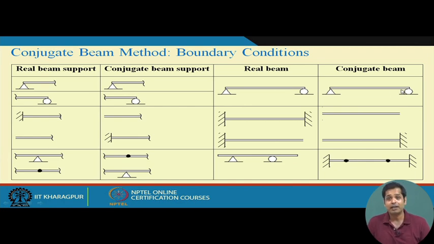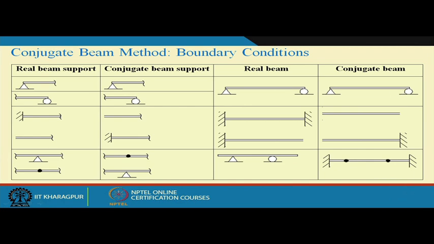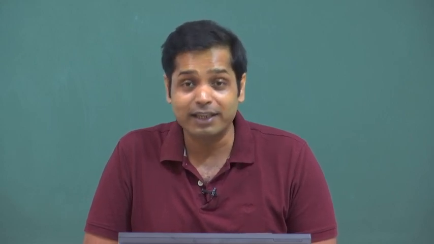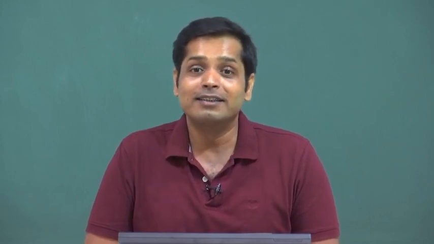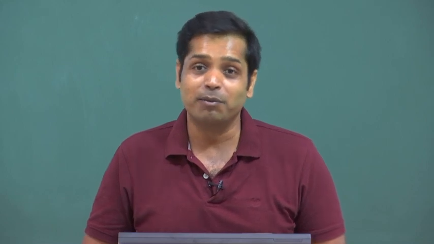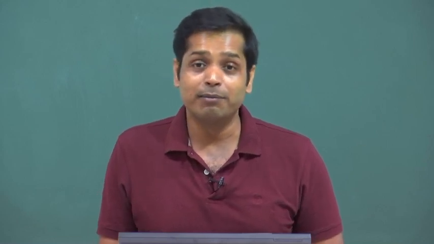And remember, in the last class we first applied the conjugate beam concept on a simply supported beam subjected to UDL, and we checked that the concept works fine, because if the beam is simply supported, then the conjugate beam also remains simply supported. But when we applied the same concept to a cantilever beam, it did not work because of this reason.